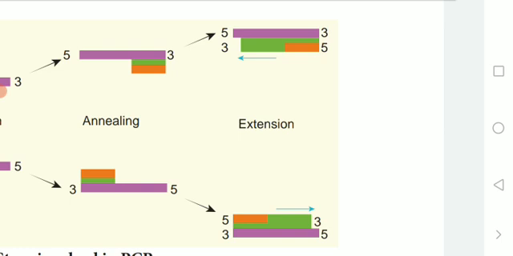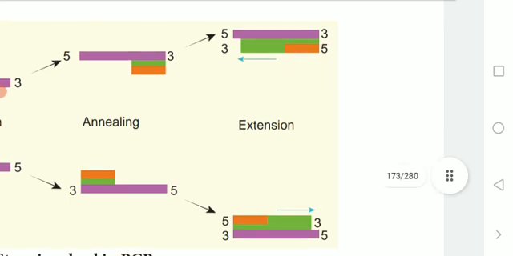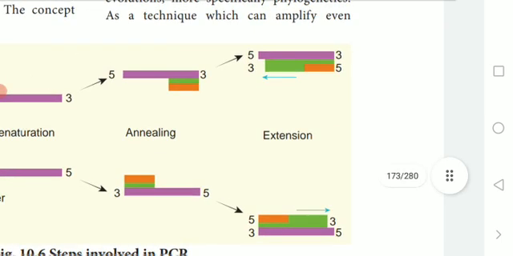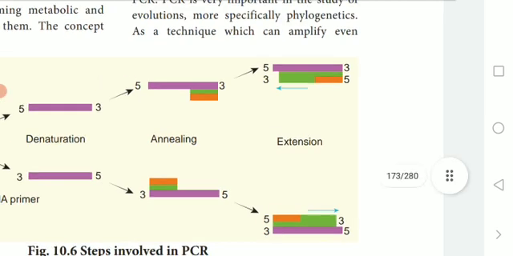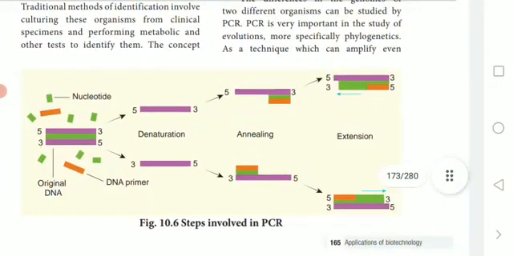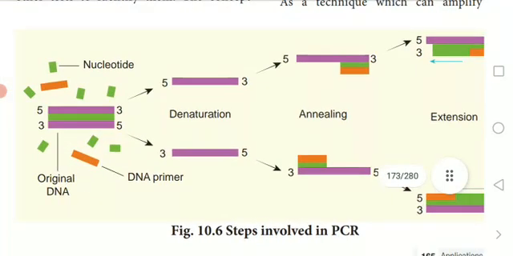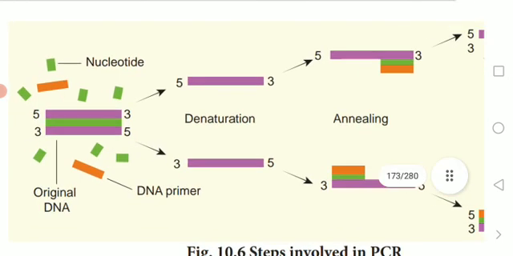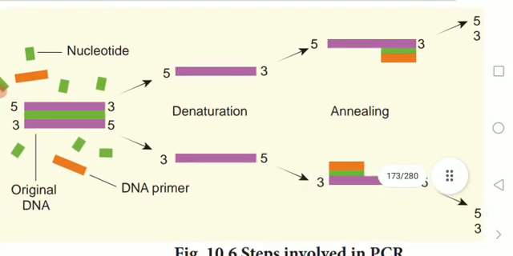The next one is annealing. Here the denaturation is done, so the hydrogen bonds are broken and the strands have separated. The next step is annealing. This annealing is done by rapid cooling of the mixture, allowing primers to bind to sequences on each of the two strands flanking the target DNA.